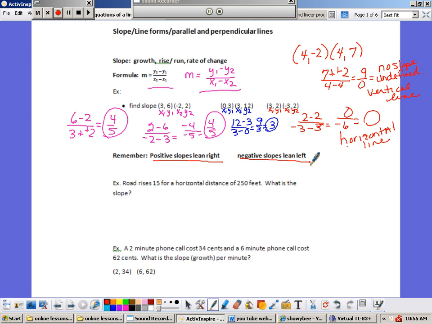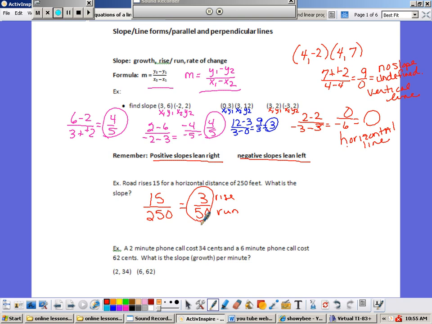A road rises 15 for every horizontal distance of 250. So the rise is 15, and it goes horizontally 250. 15 over 250. Now, that is not reduced. So you want to make sure that you reduce it, and you want to put it in a fraction. The reason you want to put it in a fraction is so that you have your rise over your run. So we have 3 over 50.